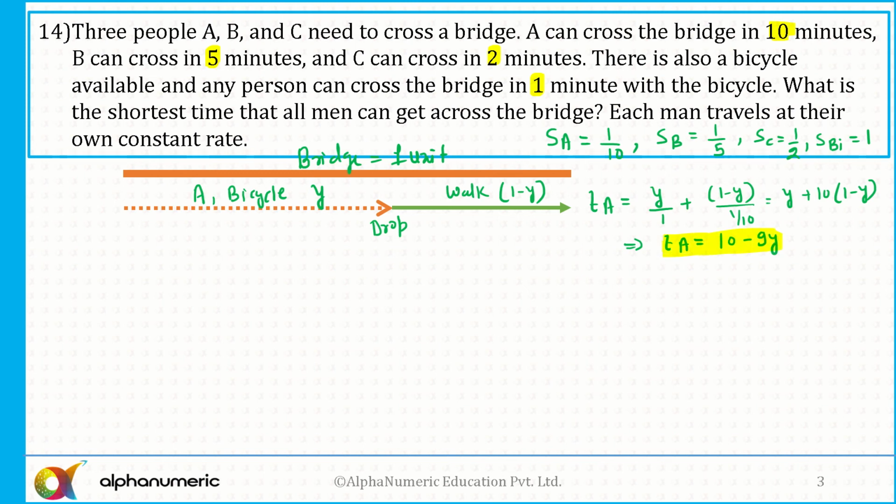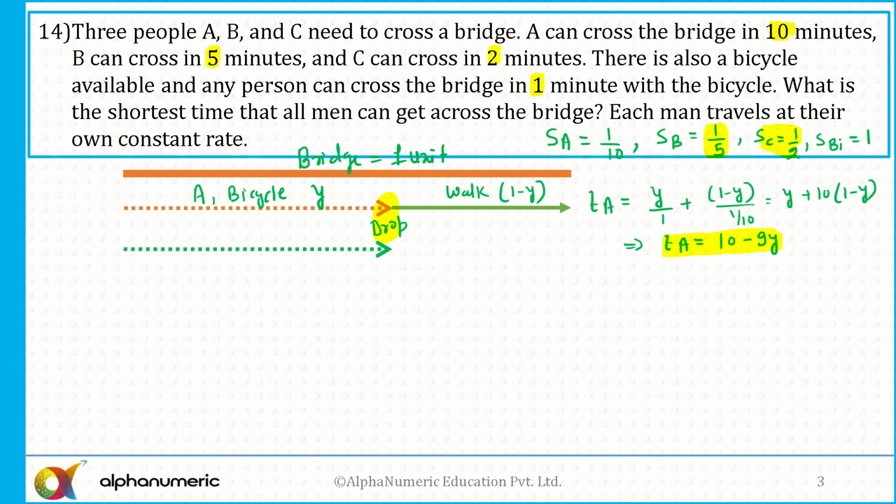Now, the next point which arises: who will reach the cycle here? Since the cycle has been dropped here, who will reach first, B or C? Now, we can see that the speed of C is greater than B. Speed of C is 1 by 2, whereas the speed of B is 1 by 5. So C will reach here first, and once C reaches here, he can pick up the cycle. Then again, he will travel some distance. So let's start with C.